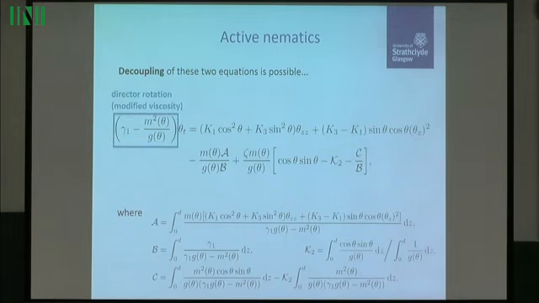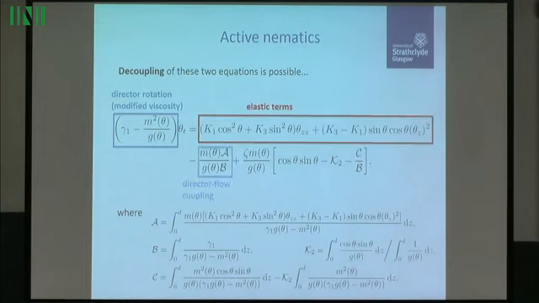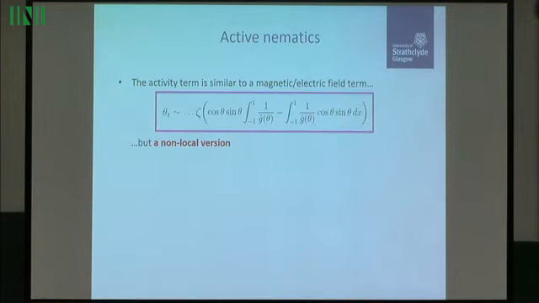What I've got here is a modified director viscosity, a rotational viscosity, that's still pre-multiplying d theta by dt. I've still got the same elastic terms, they haven't changed at all in fact. I've got the director flow coupling. Now the flow is already solved for, but that's where this came from. This came from a director flow coupling. And I've also got this activity term. Okay, well let's look at this activity term in a bit more detail.